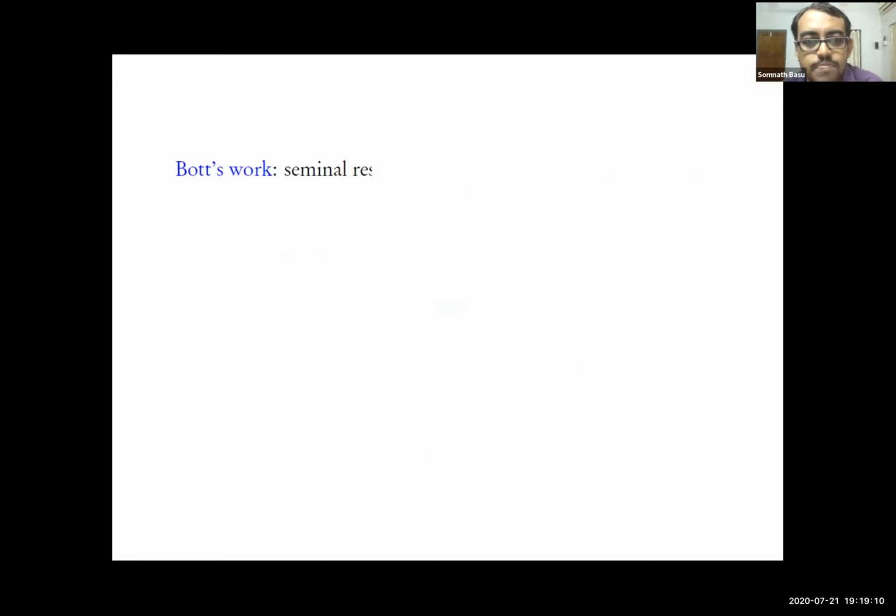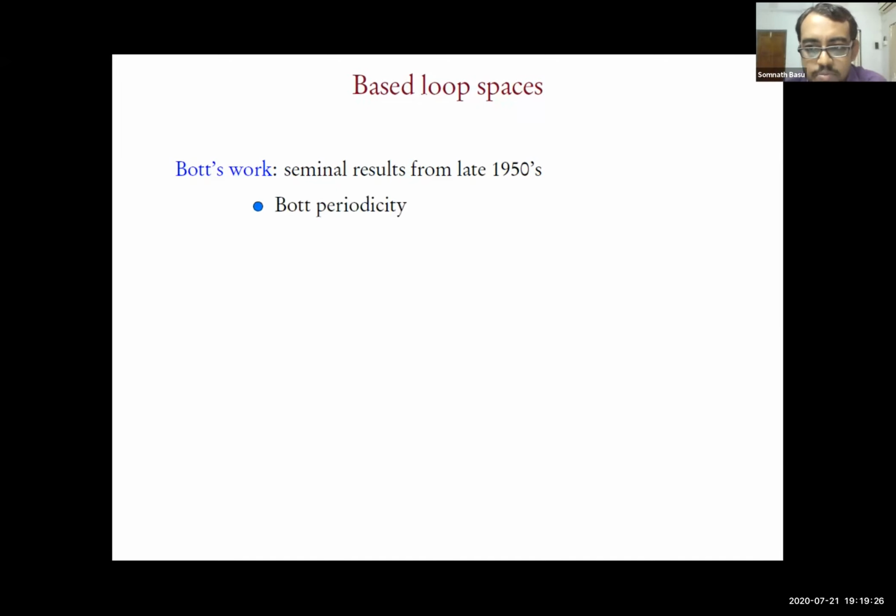All right. So let me continue talking about based loop spaces. Based loop spaces are due to seminal results from the late 1950s. Bott had done some work, and among those it includes Bott periodicity, and he proved pi 2 of a Lie group is 0. And he also introduced Morse theory.